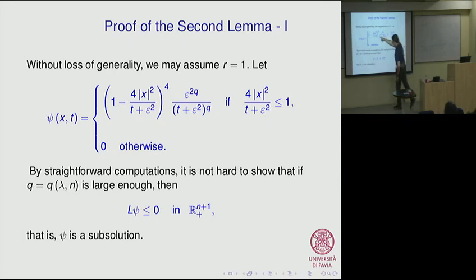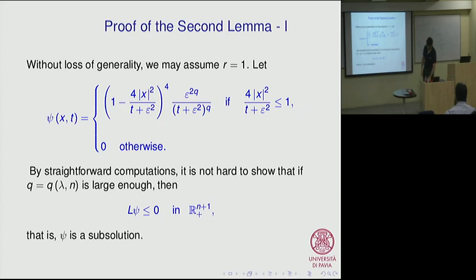So it has this expression here, and it's 0 otherwise. And then you compute it. Here, you see there is a Q, which up to this stage is free. And you compute L of psi, and it's not too difficult to show that if you take Q large enough, then L psi in R^{n+1} is non-positive. So this means that psi is a sub-solution.